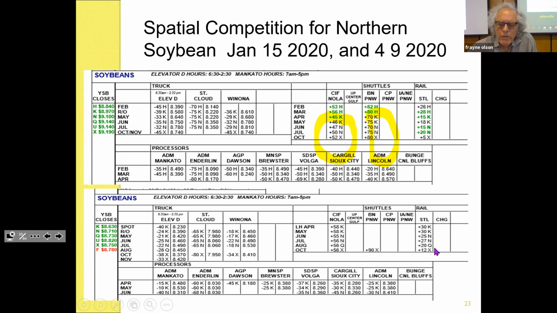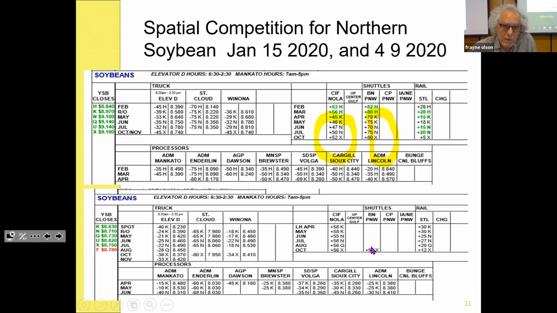Okay, the lower part of this chart is today or yesterday. So there's a couple notable differences. Take a look here. They don't have a bid for spot until new crop. They don't have any offers out for spot until new crop.